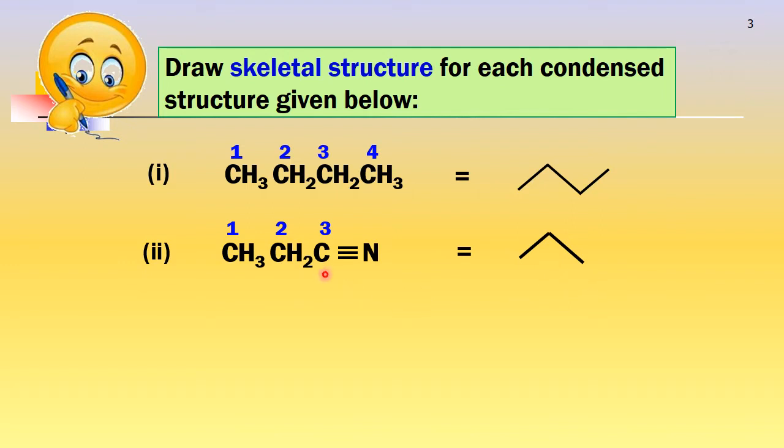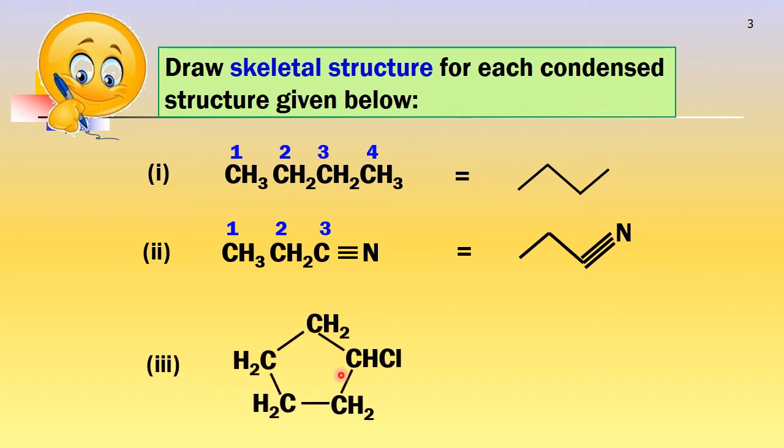Moving back to the condensed structure, the third carbon is triply bonded to a nitrogen atom. This is the third carbon. Write 3 lines and attach the nitrogen atom. So we are now done with the skeletal structure for the second compound.